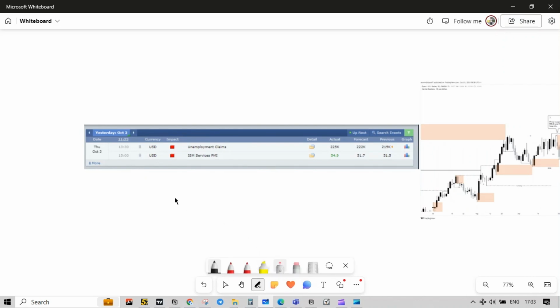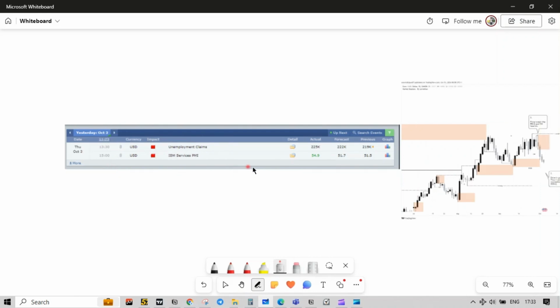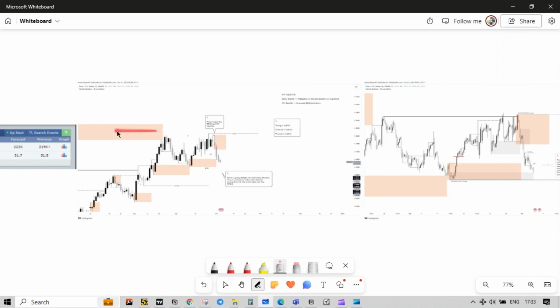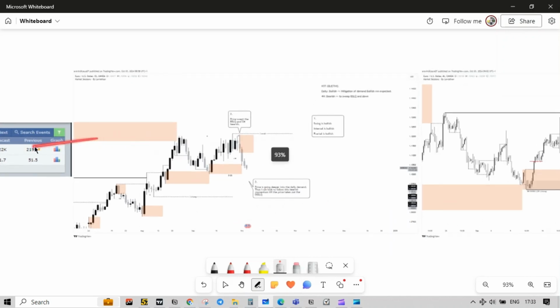Before starting off, it is essential to know the fundamentals. Today we had two news at 13:30 and one at 3 o'clock. Both were high impact news, so I must trade carefully and not be impulsive during those news trading sessions.